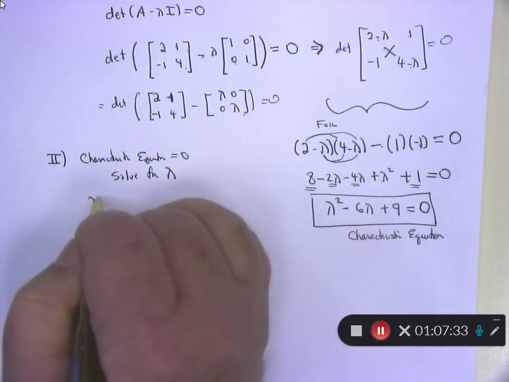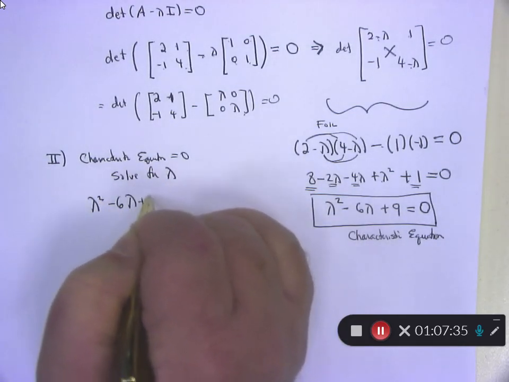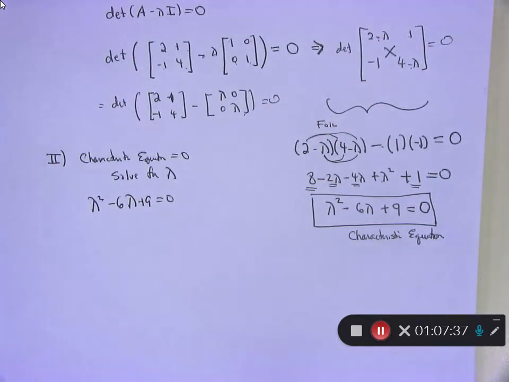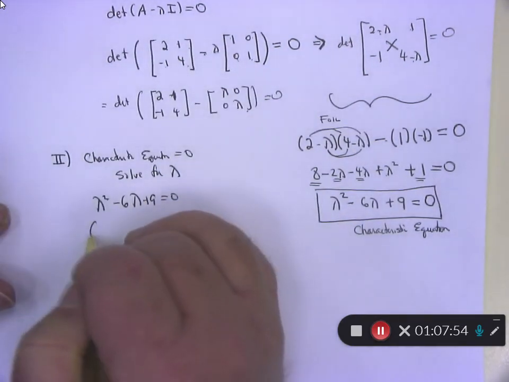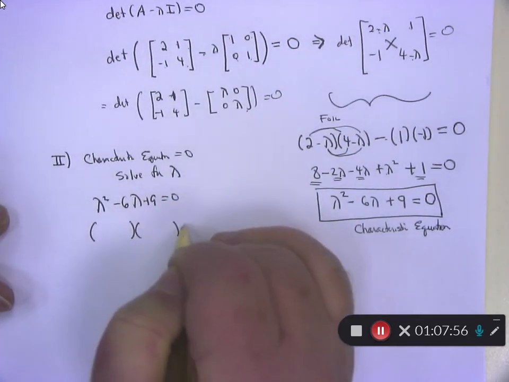So you've got lambda squared minus 6 lambda plus 9 equals 0. It's a quadratic, only because it was a 2 by 2. 3 by 3 it would be a cubic. 4 by 4 would be a quartic, degree 4 polynomial. 5 by 5, 6 by 6, you get the deal. These polynomials are going to get large on you here. But this one's quadratic, and because I made it up, hopefully it'll factor.